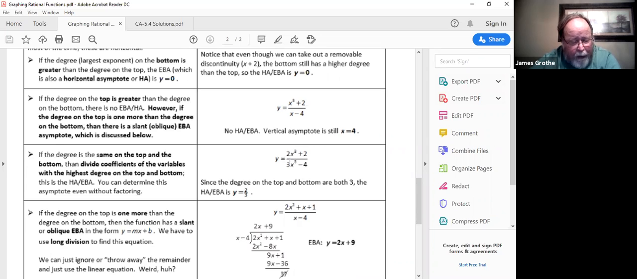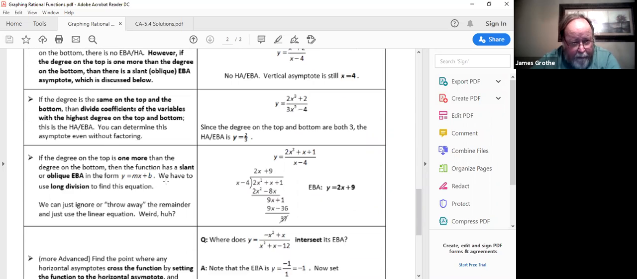Okay? What about those slant asymptotes? Well, the slant asymptotes are kind of a corollary to up here when we said there was no horizontal asymptote when the numerator had a bigger power. That's true. There is no horizontal asymptote. However, if, as it says over here, the degree on top is 1 more than the degree on the bottom, in other words, it's bigger by 1, then you're going to have a slant or an oblique asymptote.